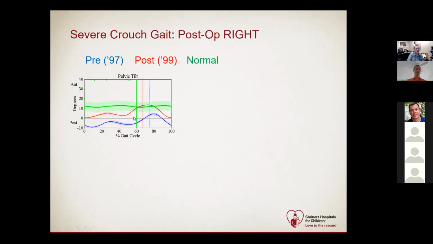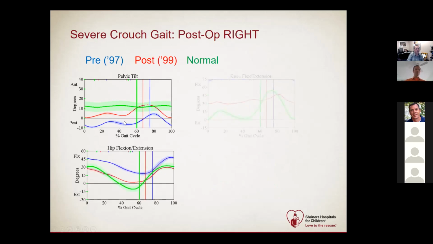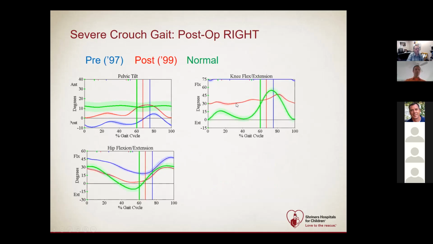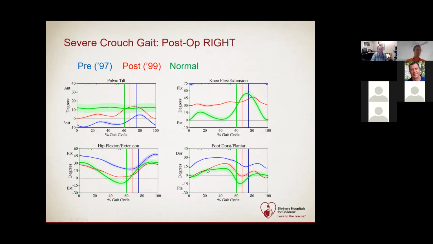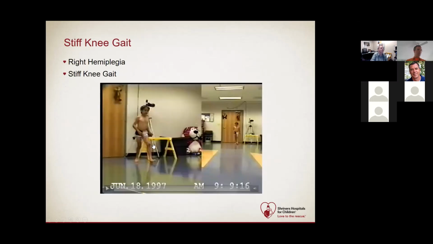Same deal for the right side. Pelvis improved, hips improved, knee curve on the graph, but still not a lot of motion there. And this foot, remember, had hyperdorsiflexion. And again, we didn't do anything to this, but by getting his knees in a better position, it is now, again, functioning normally.